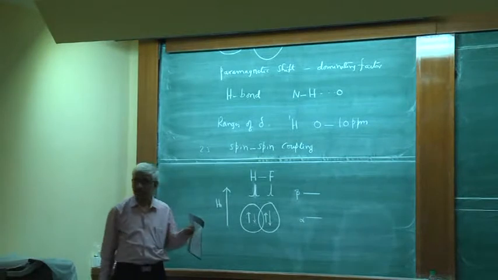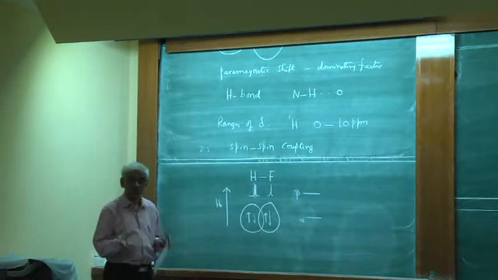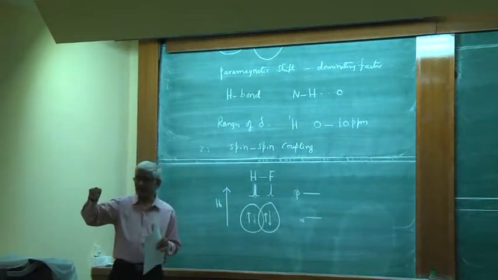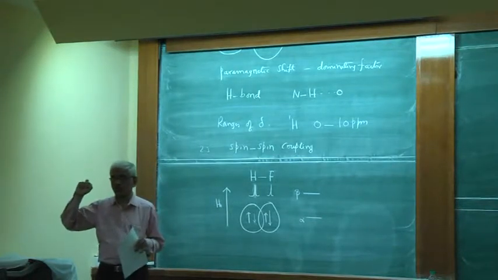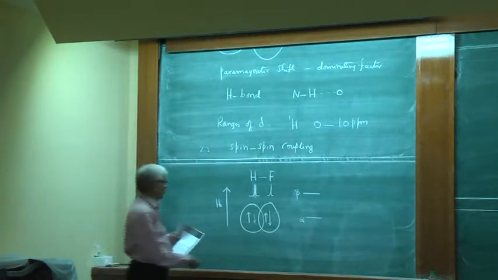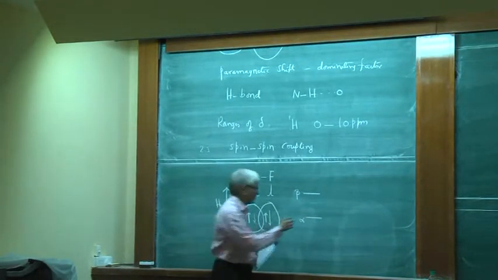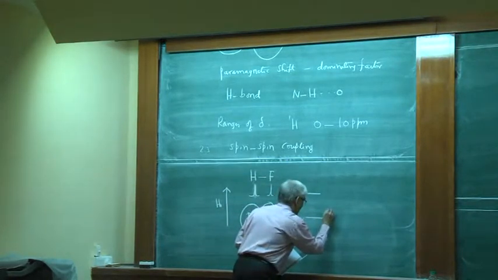Influencing the absorption frequency of this, we have to see which way it influences. If the two are parallel, then the interaction between them is what? I1 dot I2, mu 1 dot mu 2. So if the two are parallel, what will happen to the energy? The energy of this state will go up.